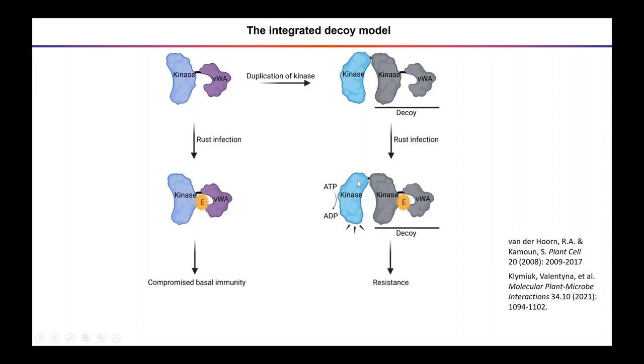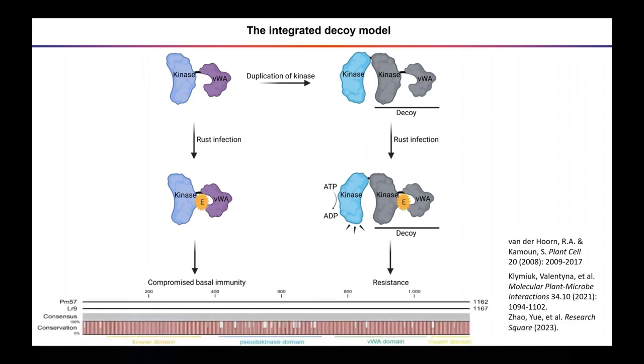And the kinase domain is responsible for conducting defense signals. For example, R9 and PM57 are NLR proteins that confer resistance to leaf rust and powdery mildew respectively. From their protein sequence alignment, we can see they have conserved the kinase 1 domain, but diverged the kinase 2 and the VW domain.